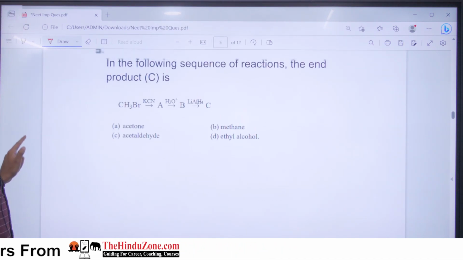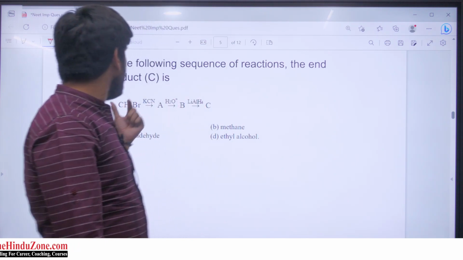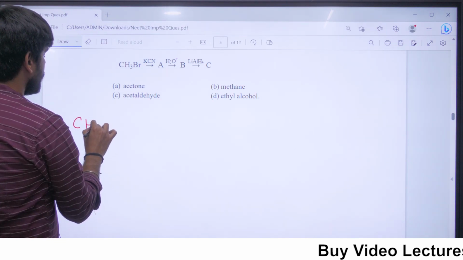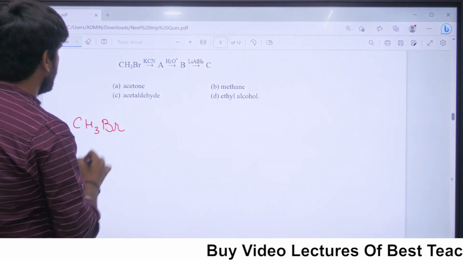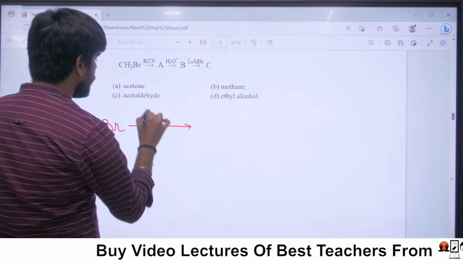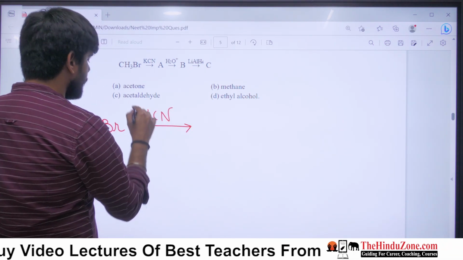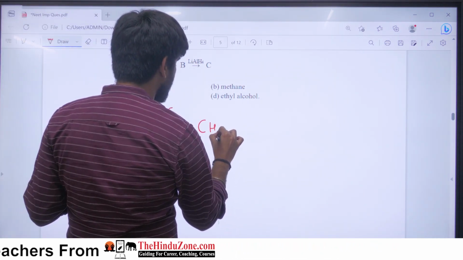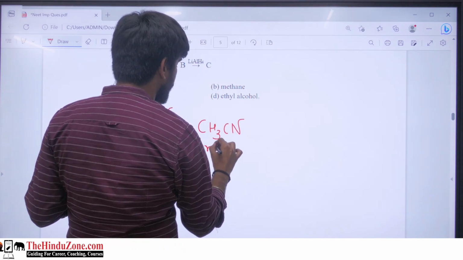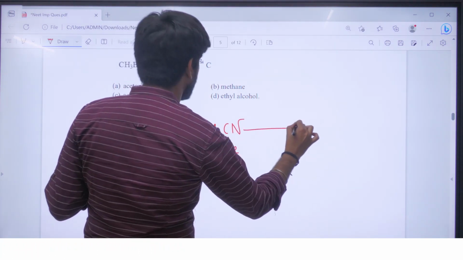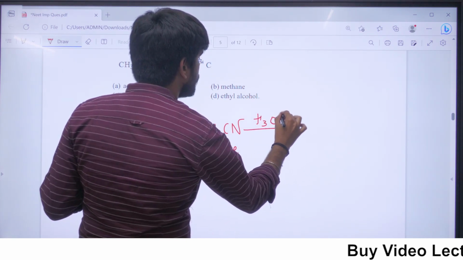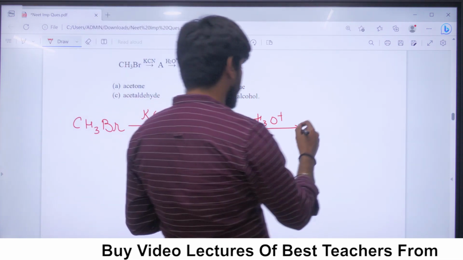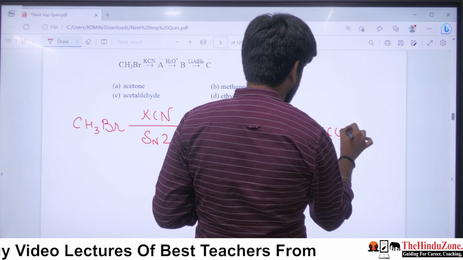The next question is, in the following sequence of reactions, the end product C is. Okay, so again we have a series of reactions. I start with methyl bromide. This on treatment with KCN. First is simple. This is your simple SN2 reaction, right? Br will be substituted by CN. I got nitrile. Now nitrile undergoes hydrolysis. So you know that I get acid from the hydrolysis of the nitrile. So I end up getting acetic acid.